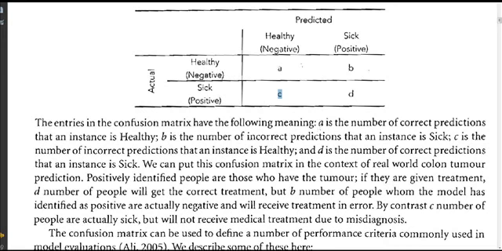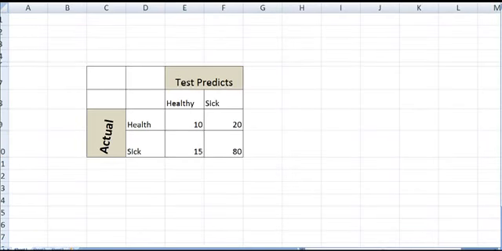However, going back to the example when you're talking about healthy and sick, let's say that this is a test for cancer, breast cancer, some kind of cancer. So here we have 10 people. The test said they were healthy and they were actually healthy. Here we have 20 people. The test said that they are sick, but they're actually healthy. Here, what do we have? Here we have the test predicted them as healthy, but they're actually sick.